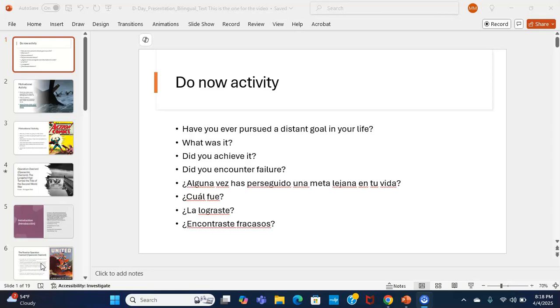Do Now activity. This is how I would start my lesson as students are walking in. For regular learners, here is the English. There's the question: Have you ever pursued a distant goal in your life? What was it? Did you achieve it? And did you encounter failure? For ELLs, there is Spanish right below it. This warm-up encourages students to personally connect to the theme of perseverance, the key to understanding the soldier's mindset on D-Day.